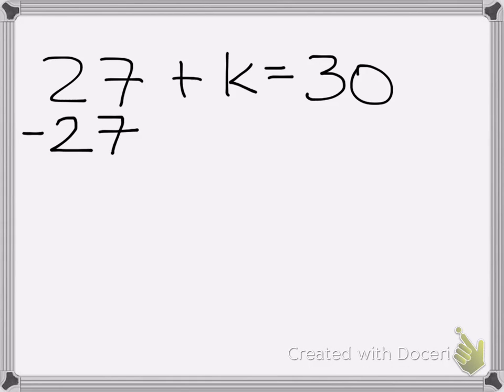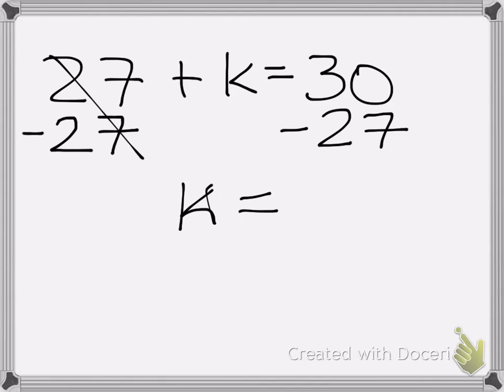We are not subtracting 27 because it's plus, because the plus sign does not apply to the 27. The plus sign applies to the k. But we do still need to subtract 27, because 27 minus 27 will cancel that out to be 0. So we don't need to write 0. And we're left with k equals, and we need to also do minus 27 on the other side. And we have k equals 3.